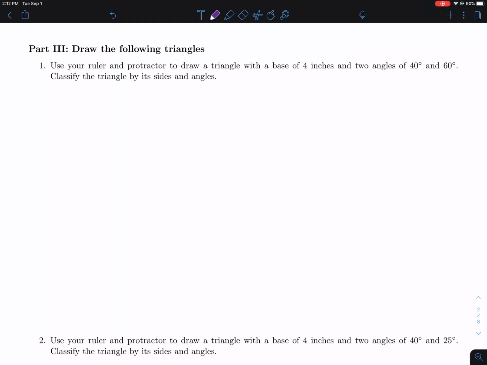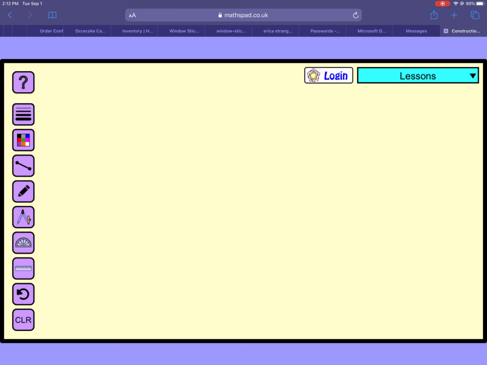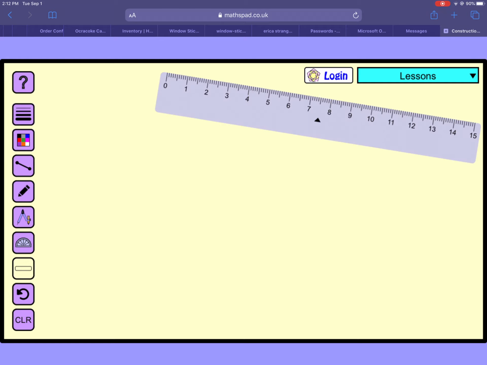So in this case, we wanted to draw a triangle that has a base of 4 inches and two angles of 40 and 60 degrees. And then we're going to classify the triangle by its sides and its angles in this case. So let me flip to the little document that I'd had in there. So the first thing we want to do is actually go ahead and draw our ruler first.